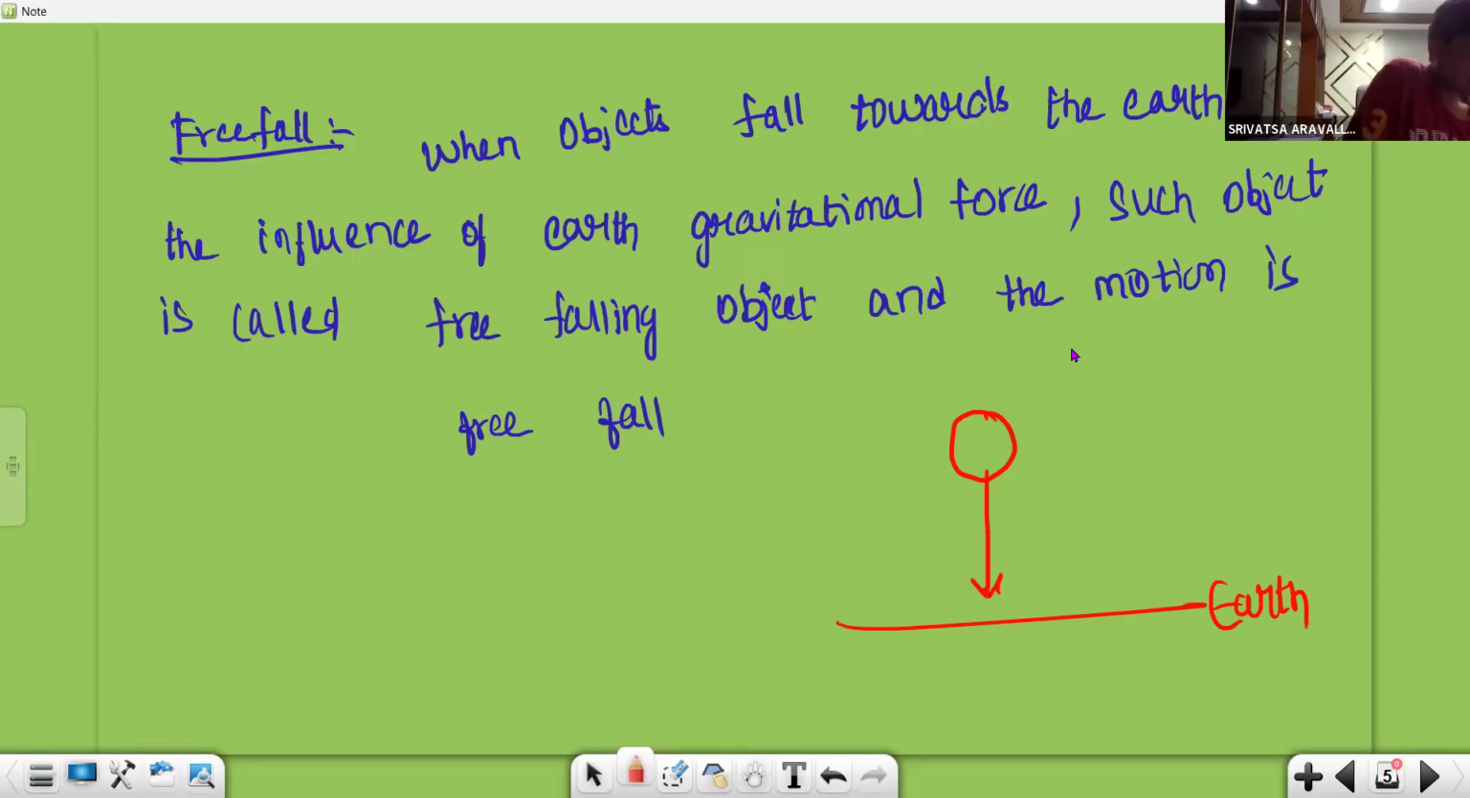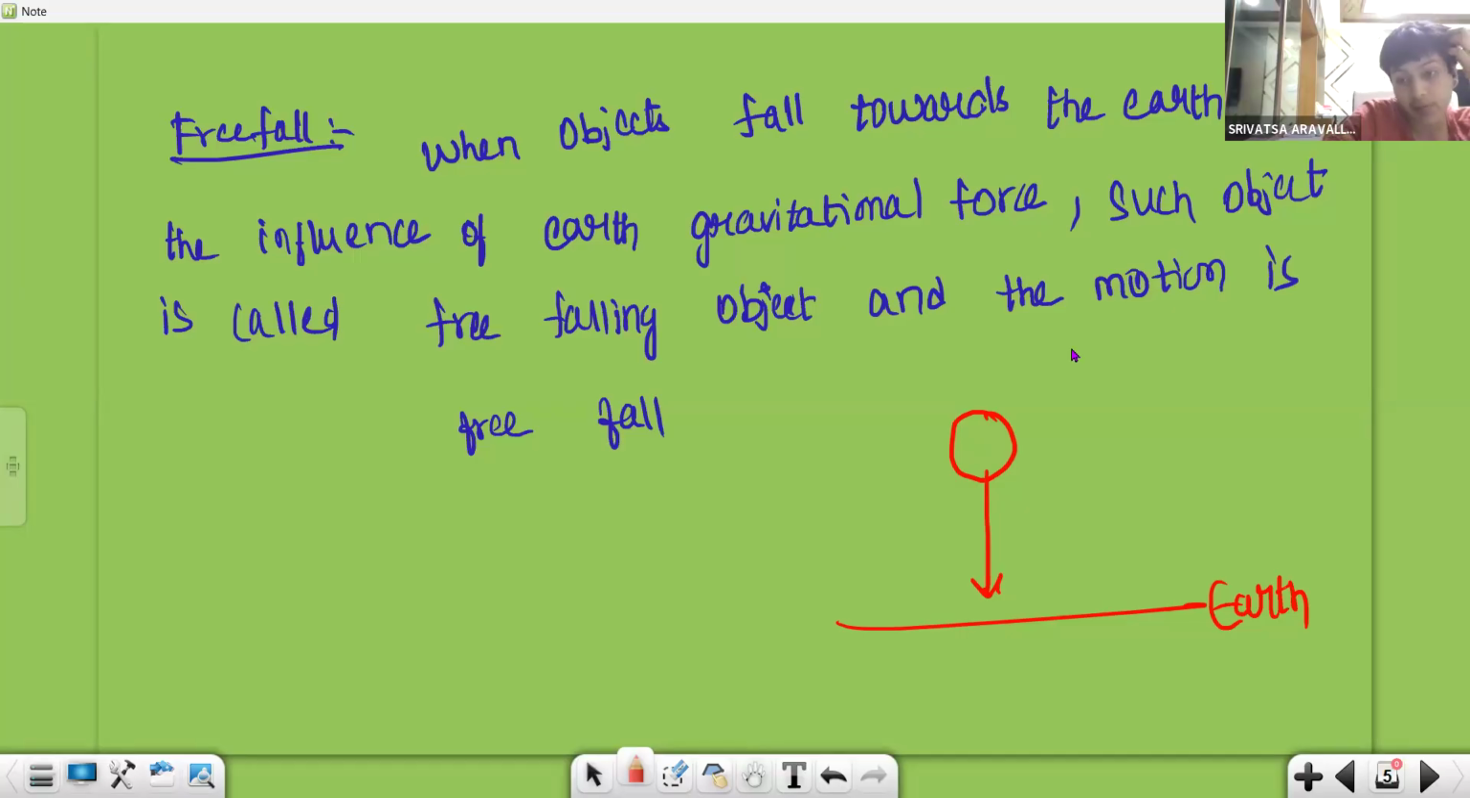Clear? Yep, sure. What is free fall? When an object is falling towards the earth under the influence of gravitational force, such an object is a freely falling object and the motion is free fall. Can you repeat? No, I cannot repeat anymore. I have to copy the definition first. That's okay. The definition will come in this. Okay, sure.